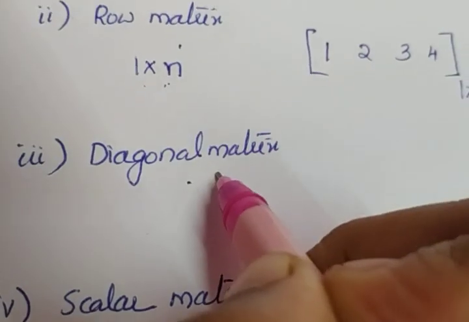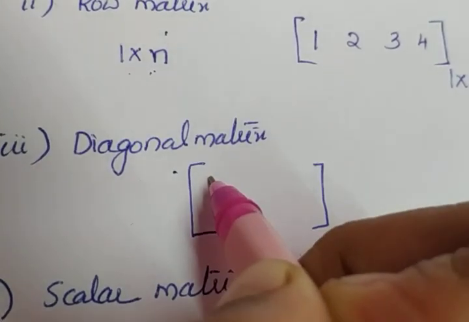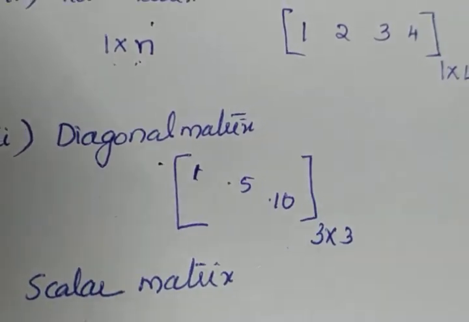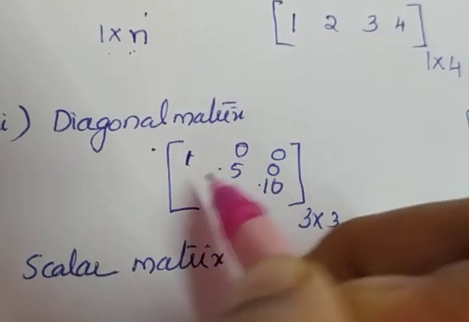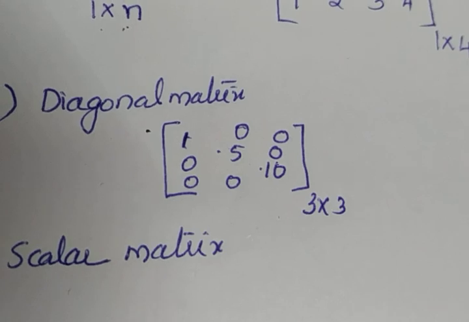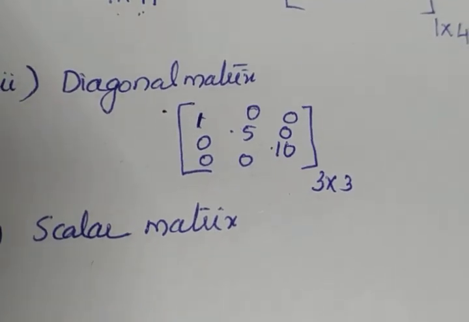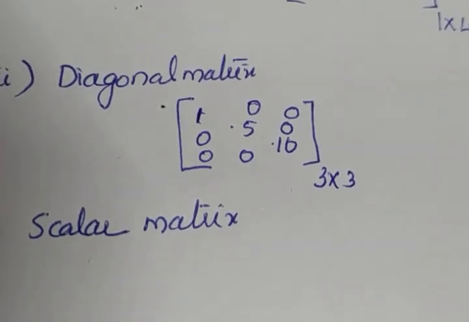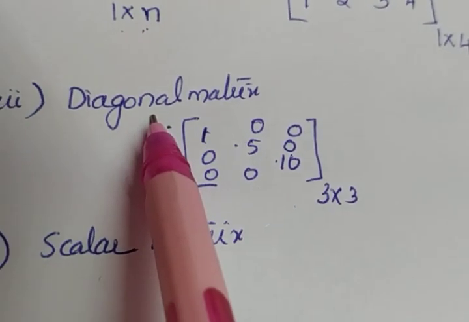Diagonal matrix means it is a matrix in which, if I am taking a 3 by 3 matrix, diagonal elements can be there, 1, 5, 10. It can be any element other than 0, but all the other elements except the diagonal elements must be 0. All the elements except the diagonal elements are said to be non-diagonal elements. If all the non-diagonal elements of a square matrix are 0, then the matrix is termed a diagonal matrix.